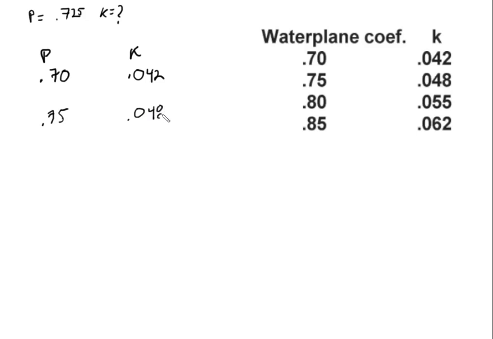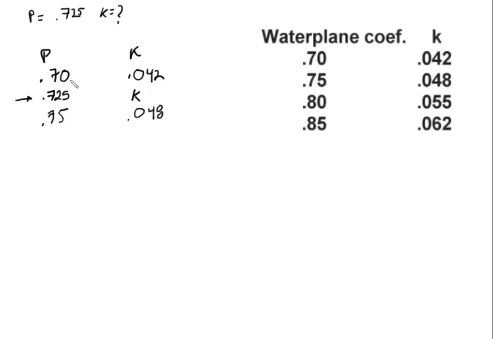Okay, now I've got 0.725. That is going to be smack dab in the middle of these two, so I'm going to write it in there. Now what I'm trying to do is find the K value over on this side. I'm going to have to interpolate for that. I'm just going to let that be represented by the variable K. You could put X, Y, it doesn't matter.